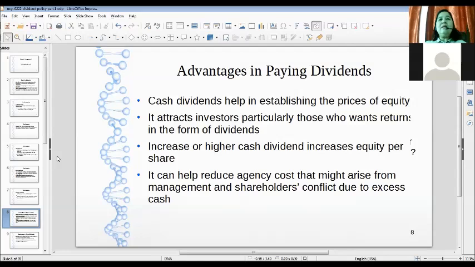Another advantage is that it attracts investors, particularly those who want returns in the form of dividends. That is true. By word of mouth, for example, Ana has an investment, she bought stocks in BDO. She bought the BDO stocks at 500, five years ago. Now in 2020, it is at 1,000. She told this to Tristan, and Tristan was attracted. Wow, the increase is big. If you have several stocks, your money has grown a lot. So a company attracts investors when it gives dividends, because it means the company has grown.